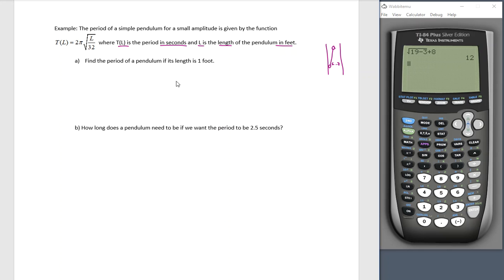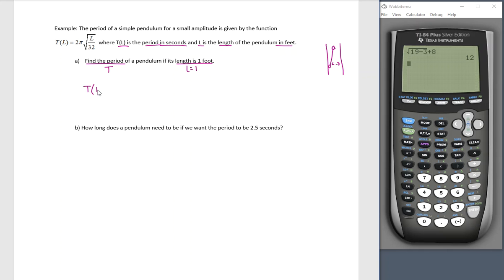Okay, so a couple of things. First of all, it's good to know that the t, the time, is in seconds, the L is in feet. That's going to help us a little bit with what we have. It says find the period. So find t when L is 1 foot. Okay, I could do that.